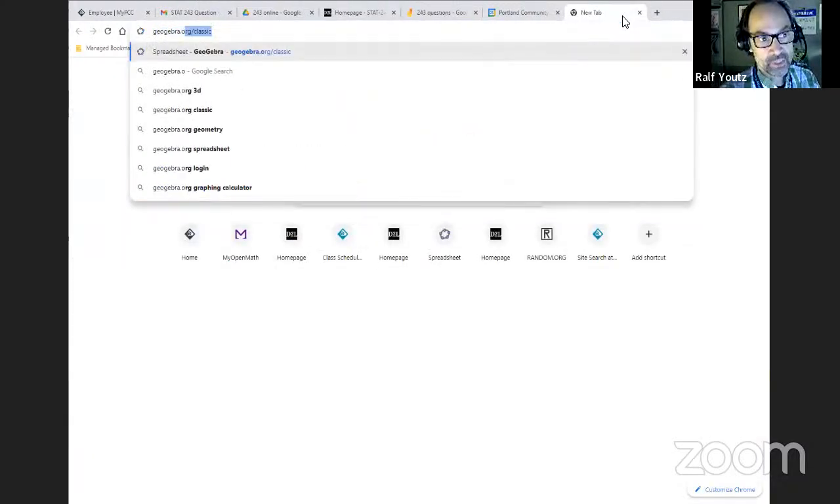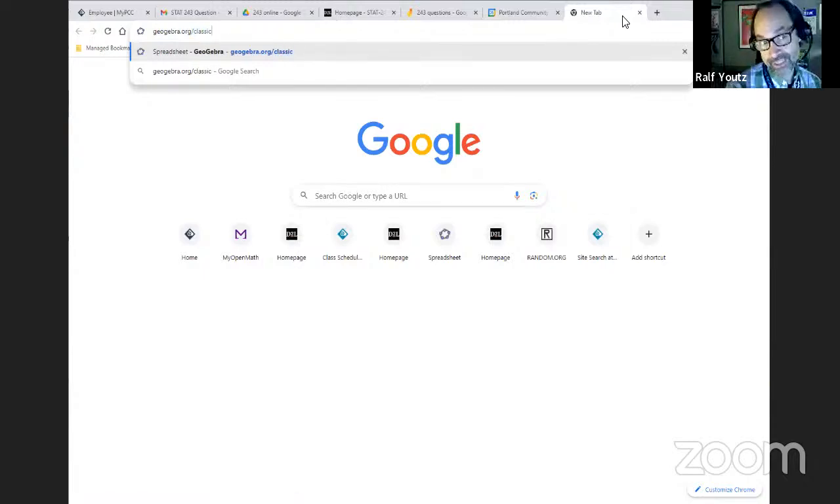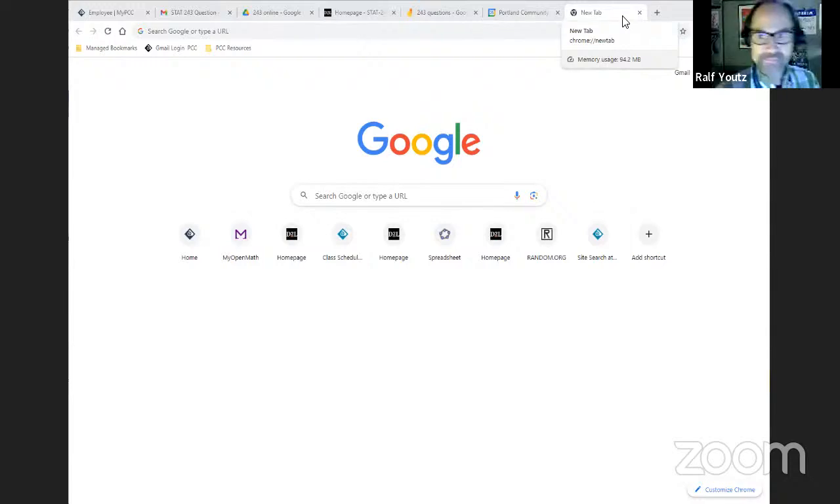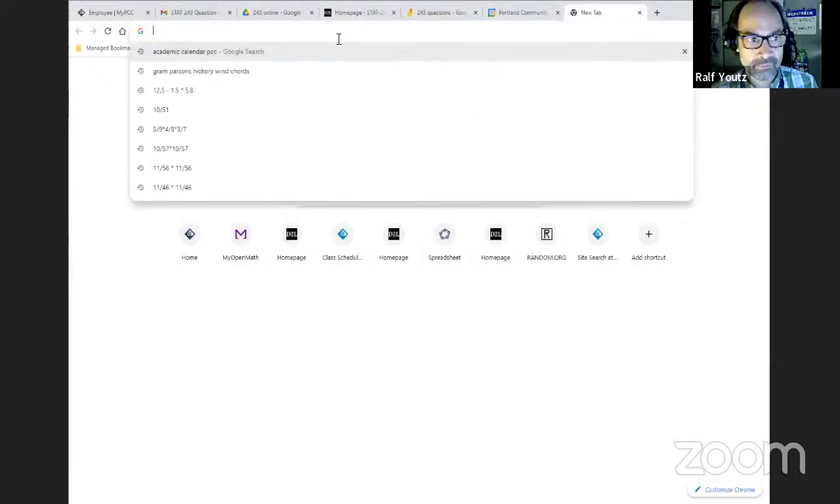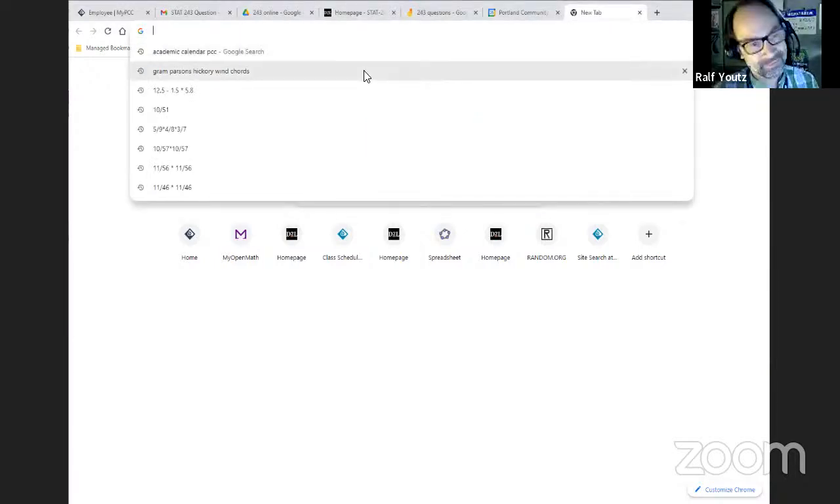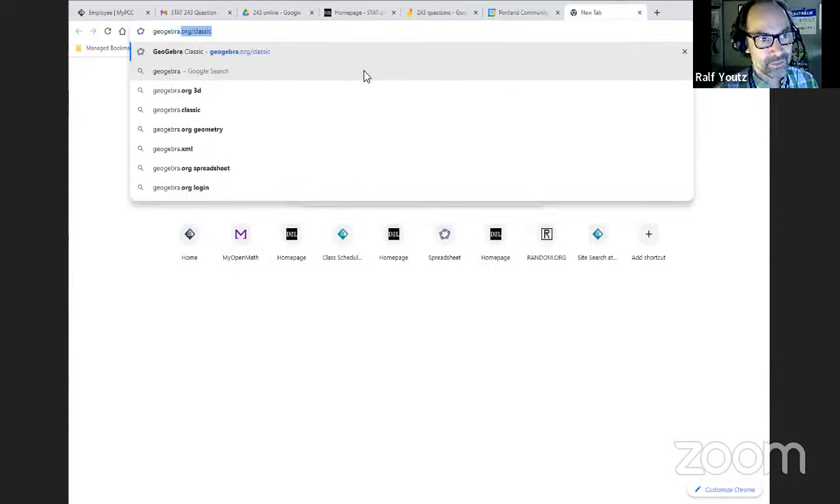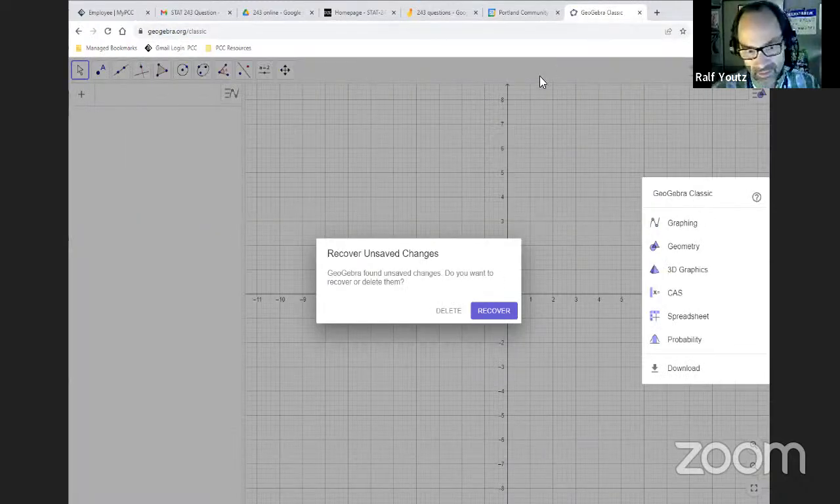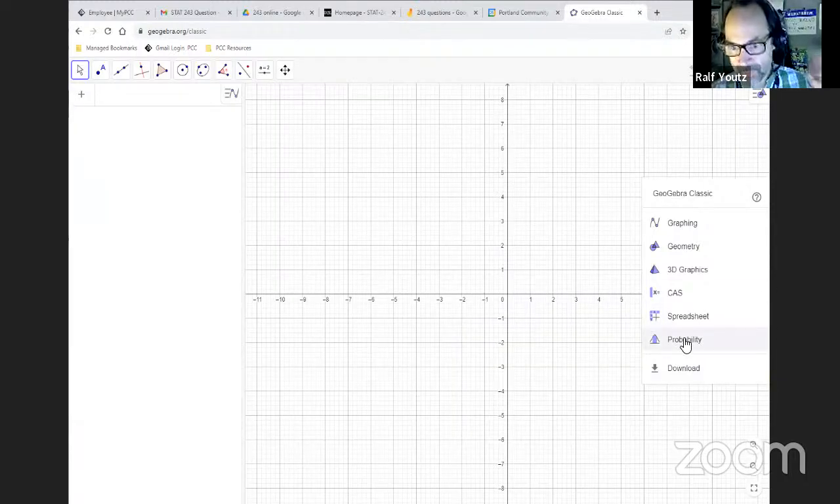Here I go, geogebra.org/classic. You can see it's popular for me, auto-completing in my browser. Wait, did I just... Oh, foolish Ralph. How did that happen? I accidentally was outside of our world here. geogebra.org/classic. I was messing with it earlier. Nothing to be saved.